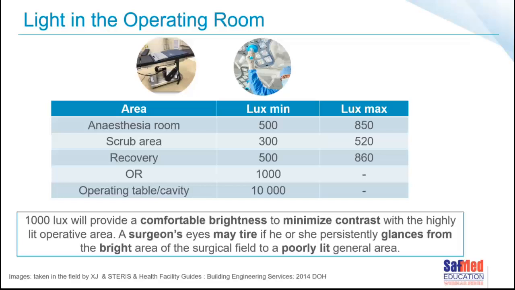1,000 lux is going to provide a comfortable brightness to minimize the contrast. Because, of course, if you think about it, the surgeon or whoever it is, and also the theatre staff, are standing scrubbed underneath that really, really bright light. And every time you look up or look out into the distance, there's going to be a huge glare, and that will tire your eyes if you're constantly going from this really bright light to a darker light. That's why the suggestion is that in the operating room, the lux needs to be at 1,000.